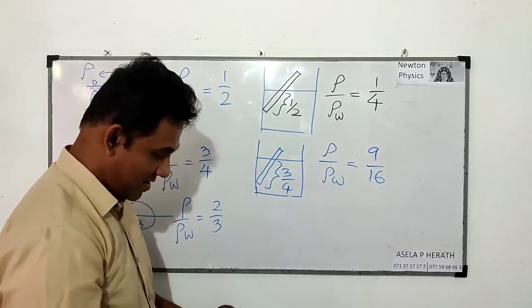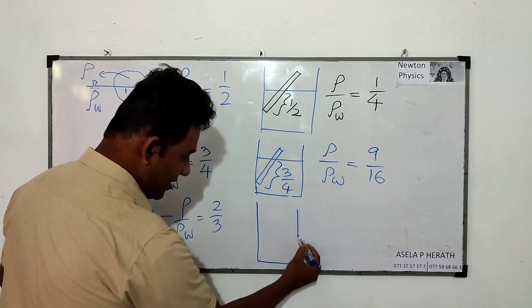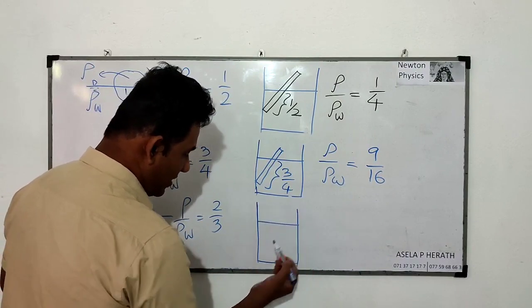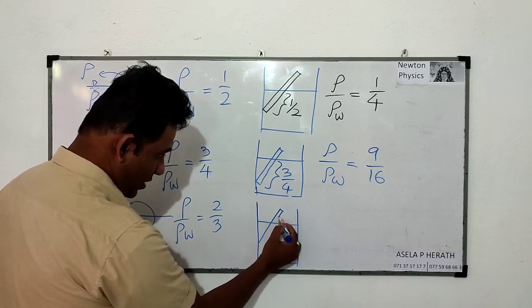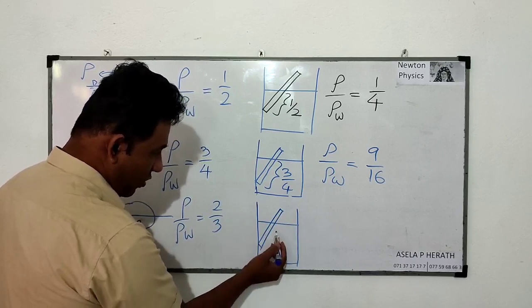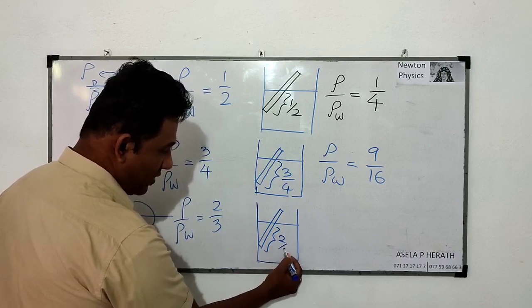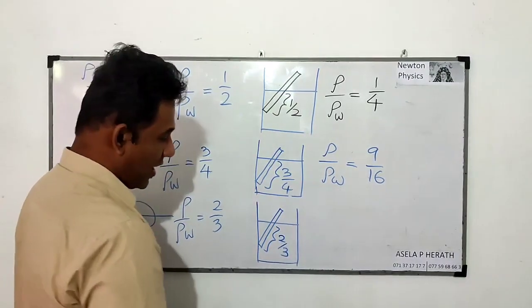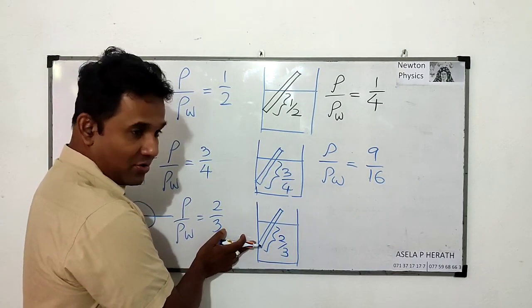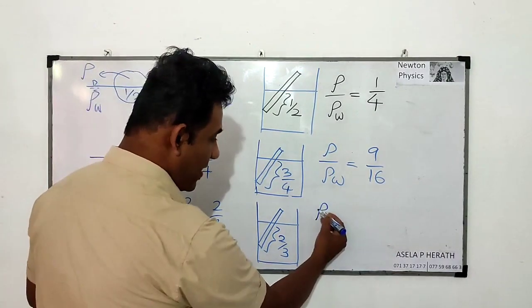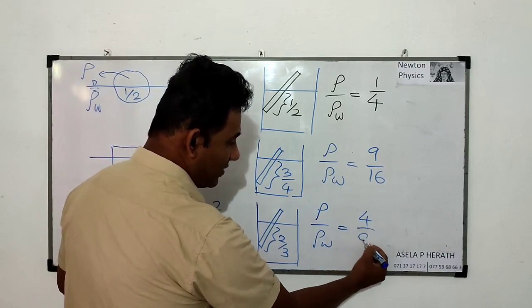I will give another one. Look at here. This one is the container partially filled with water, and here think about that 2/3 of the total length of the rod is immersed in water, and you can see that again this end has been touched, and here rho divided by rho W becomes 4 divided by 9.